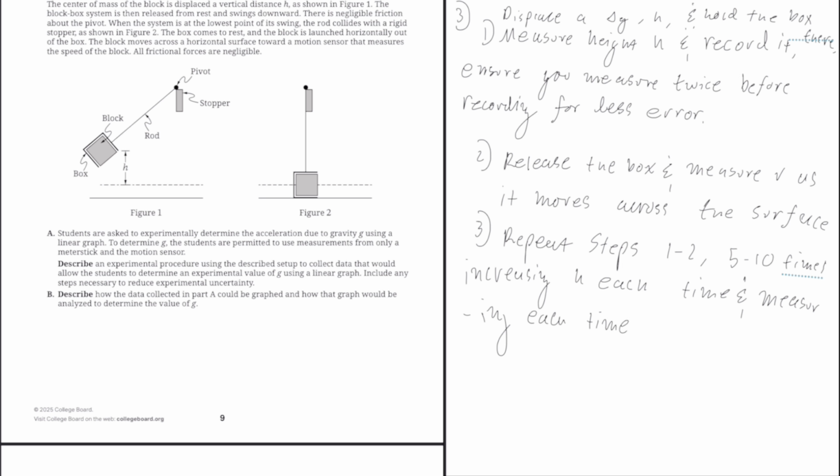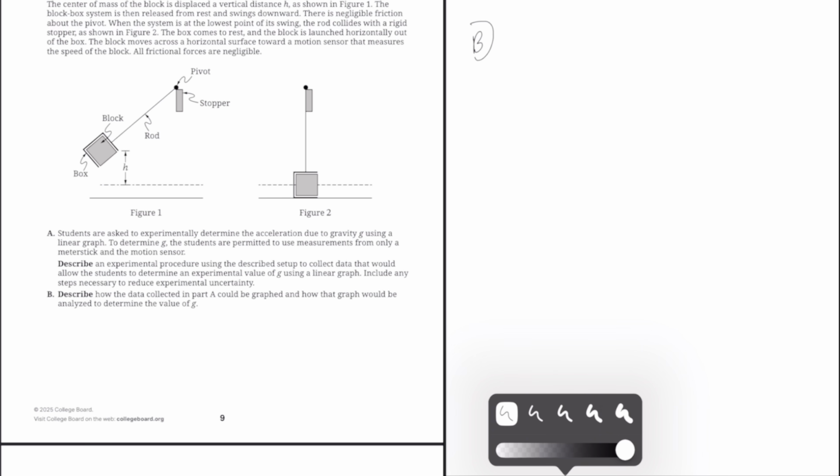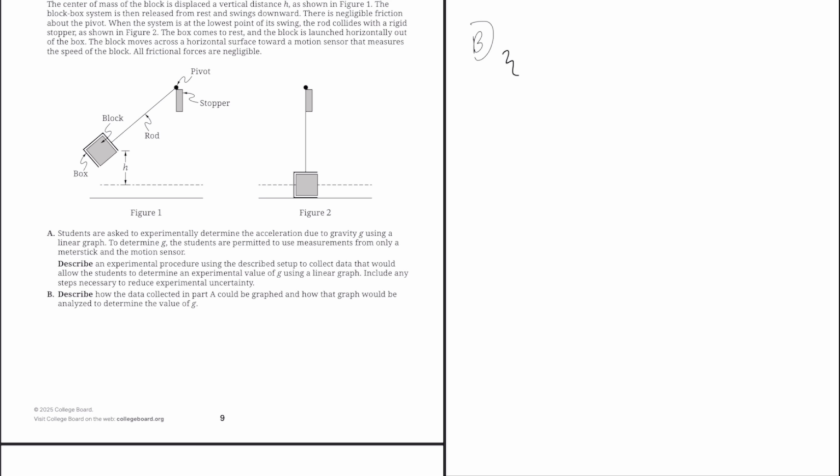So there, we got experimental uncertainty, we got the procedure, and we got the values that we need to record. So now I'm going to leave that there for a little. You can pause here if you want, but I'm going to delete this so I can move on to the next problem. So B, describe how the data collected could be graphed and how that graph could be used to determine the value of g. I should amp this up. Yeah, that's better. So here's what we're going to do.